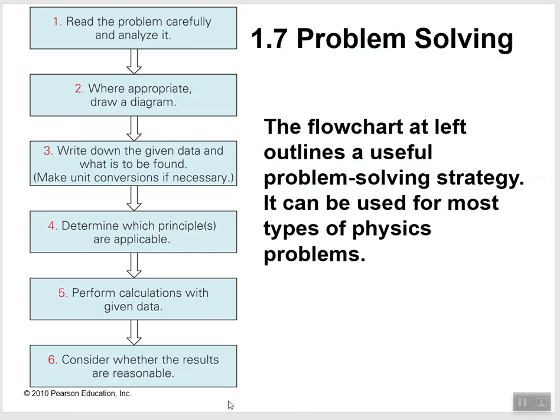Determine which principles are applicable. Perform the calculations with the given data, and then consider your results. Consider whether the results are reasonable.